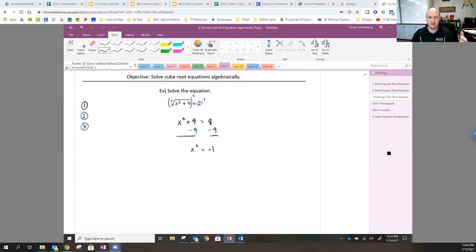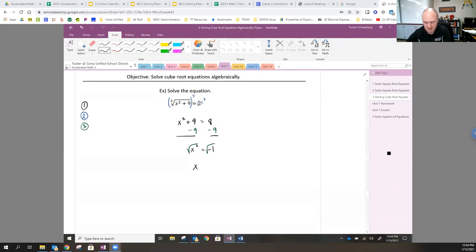Whenever you square something, what's the output? It's always, exactly, it's always positive. So right here, this should throw up some red flags that you're going to have extraneous solutions or no solutions. I mean, you can go ahead and solve this. I'll take the square root of each side.